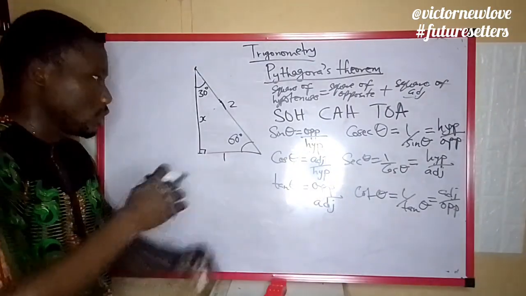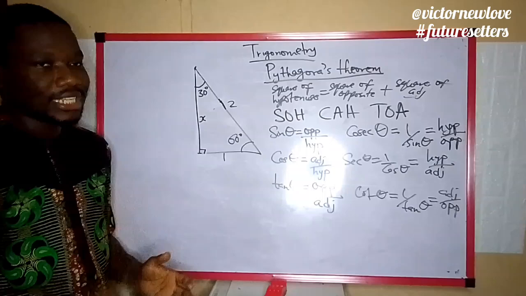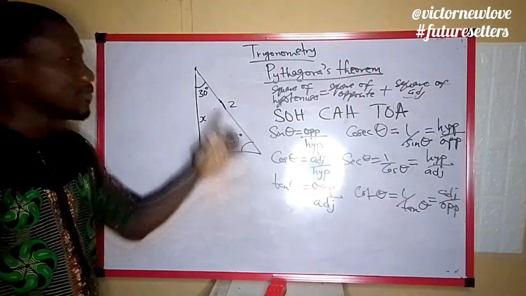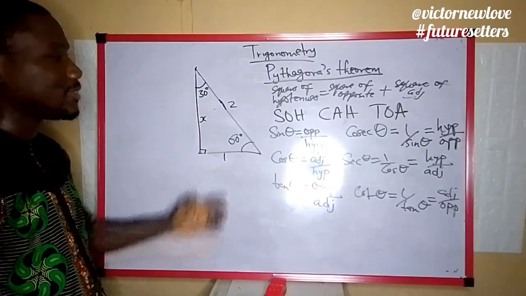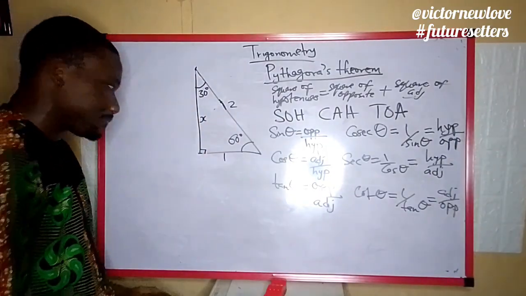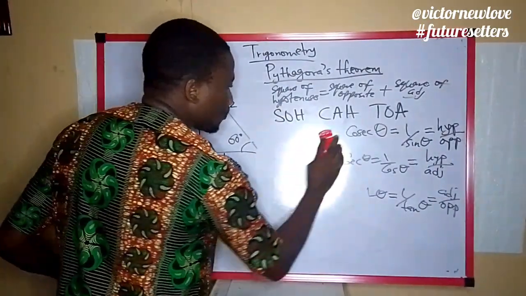So note that sin theta is equal to opposite over hypotenuse, cos theta is equal to adjacent over hypotenuse, tan theta is equal to opposite over adjacent, cosec theta is equal to 1 over sin theta, sec theta is equal to 1 over cos theta, cot theta is equal to 1 over tan theta. Take note of this valuable point.